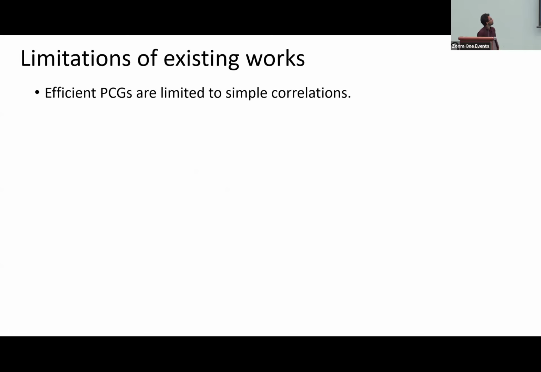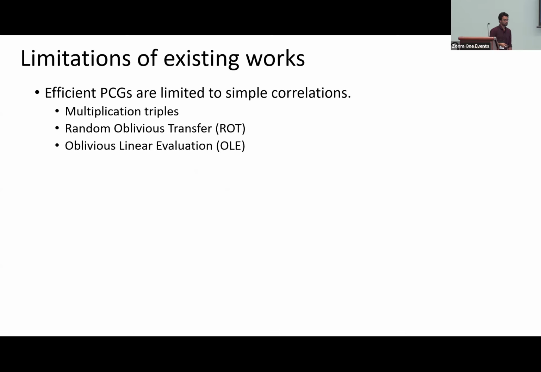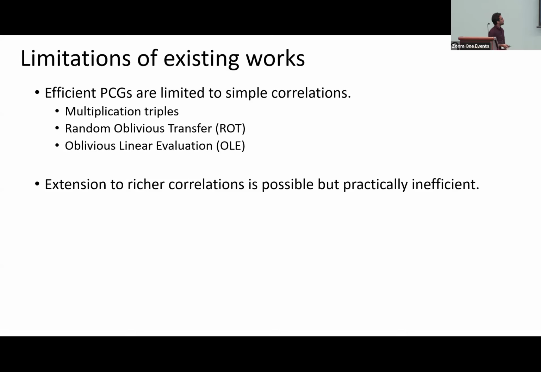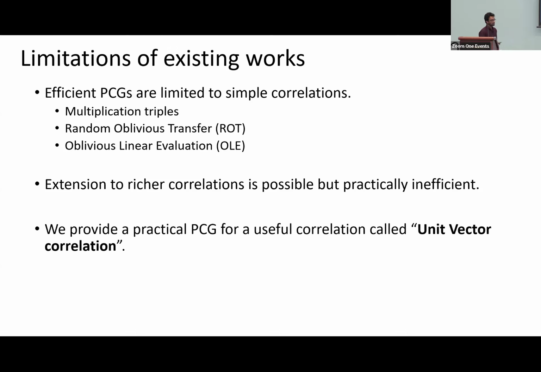So there are many existing works which explore PCG constructions, but they are limited to simple correlations such as multiplication triples, random oblivious transfer correlations, and oblivious linear evaluation correlations. While using generic techniques, you can extend them to richer correlations, but this is practically inefficient. So in this work, we explore a practical PCG for a useful correlation called unit vector correlation. Let's see what this is.